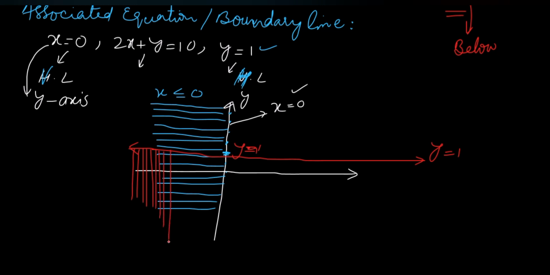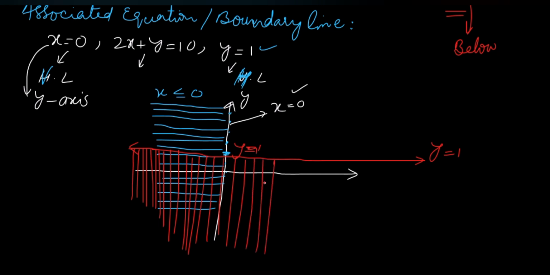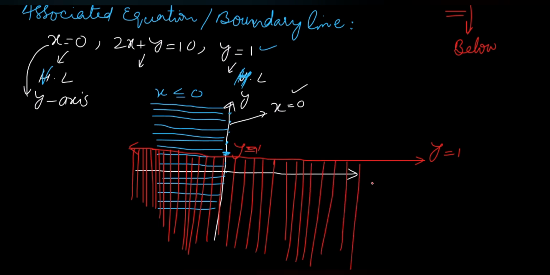So this shaded region by these red lines represents the graph of inequality y less than 1 here. This region is y less than 1 here. Last one.